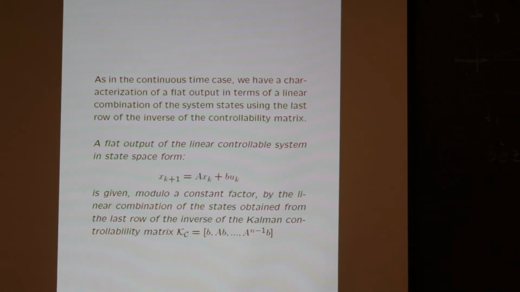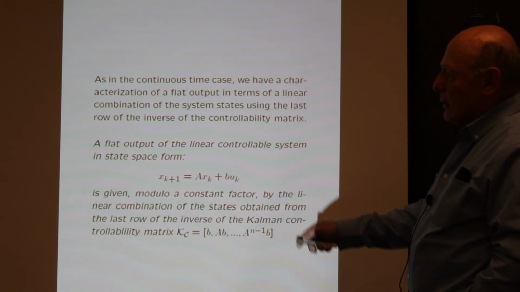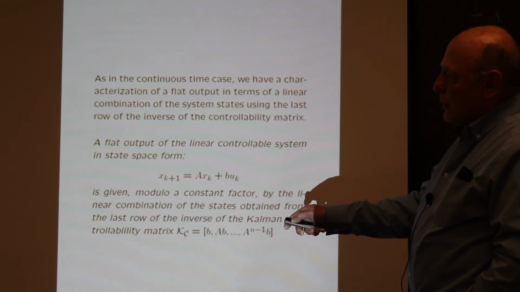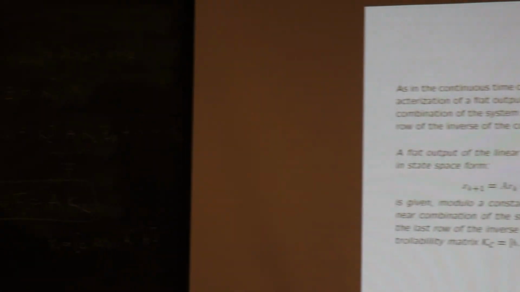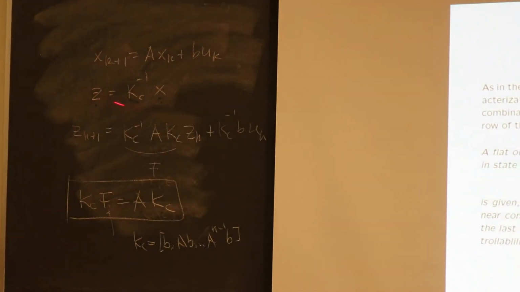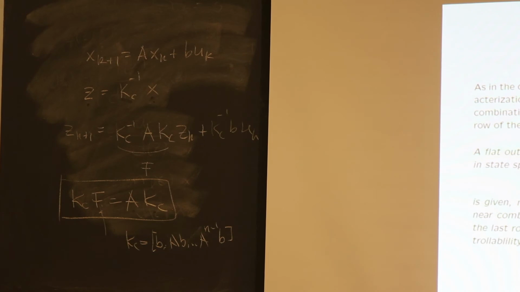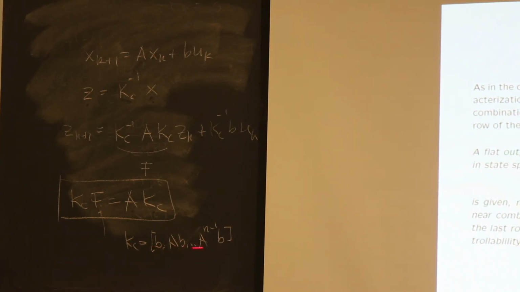And therefore, it's the same recipe as for continuous time systems. If you have a representation like that and you compute the Kalman controllability matrix, when you take the inverse of that matrix, the last new, transformed state will be the flat output, because that state can parameterize all the states in the system and the input. Therefore, the last row of the inverse of the controllability matrix will provide the relationship with the original state vector to produce the flat output, which is the last component of the transformed variable.